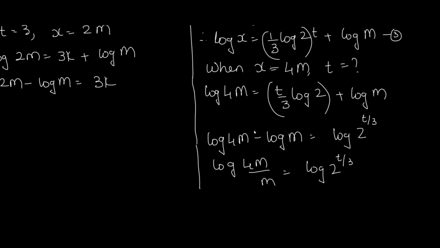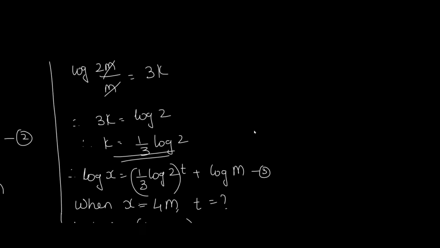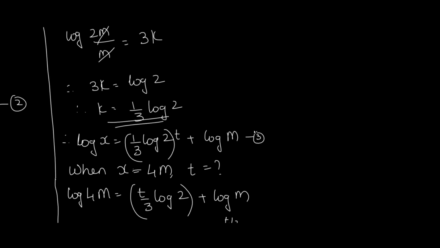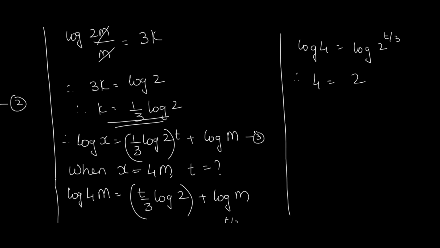Then in the next step m gets cancelled, and therefore log 4m upon m becomes log 4 is equal to log 2 raised to t by 3. Now both the logs go away, therefore we get 4 is equal to 2 raised to t by 3. Now we multiply the power on both the sides by 3. So 4 means 4 raised to 1. So we get 4 cube. When we multiply by 3 the power, it becomes 4 cube.